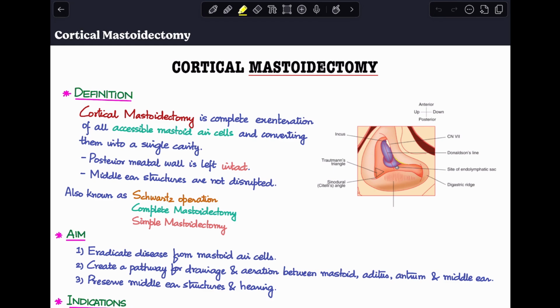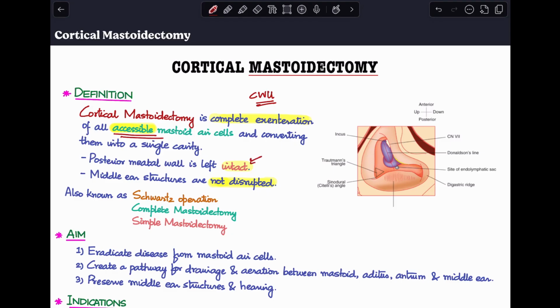Okay, so let's get started with what is cortical mastoidectomy. Cortical mastoidectomy is the complete exenteration of all the accessible mastoid air cells and converting all of them into a single cavity. The posterior meatal wall is left intact and middle ear structures are not disrupted. So these are some key words to remember over here. Cortical mastoidectomy is an example of canal wall up procedure where we remove all the accessible mastoid air cells only and convert them into a single cavity.